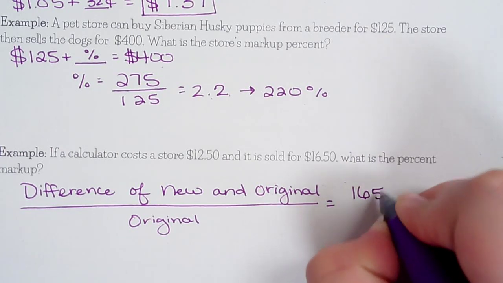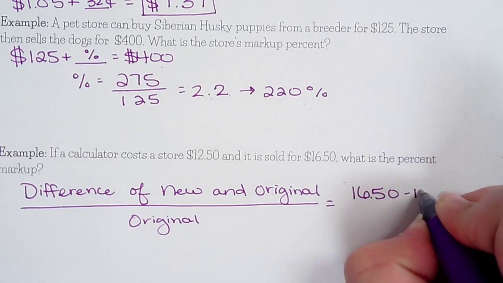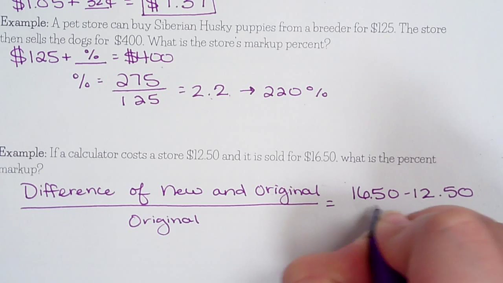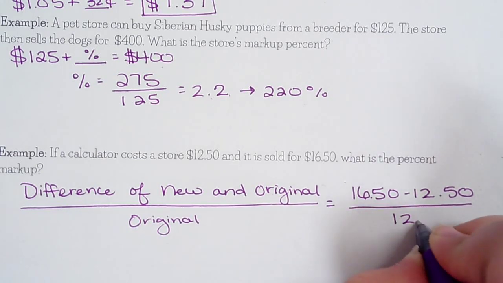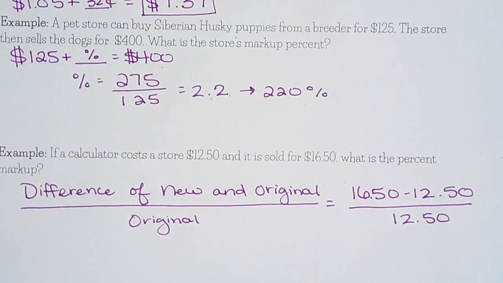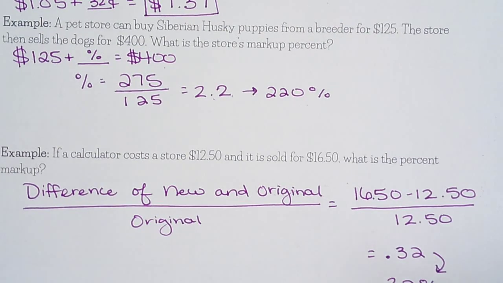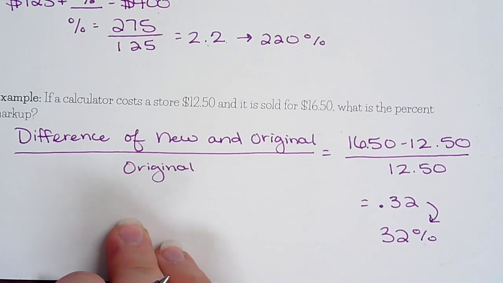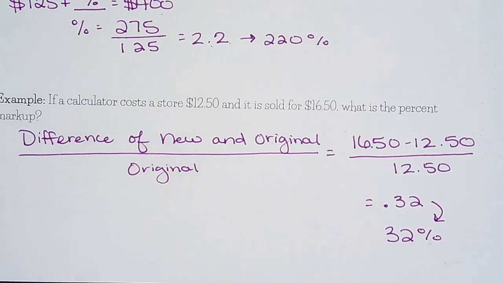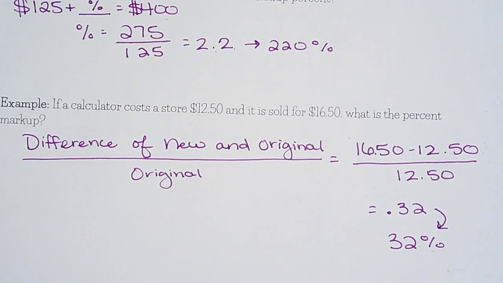We find the difference, 16.50 minus 12.50, divided by 12.50, and we find that our markup, when we put it in the calculator, is going to equal 0.32. When we put that into a decimal, we see that it's about a 32%, or a third of the original price markup.